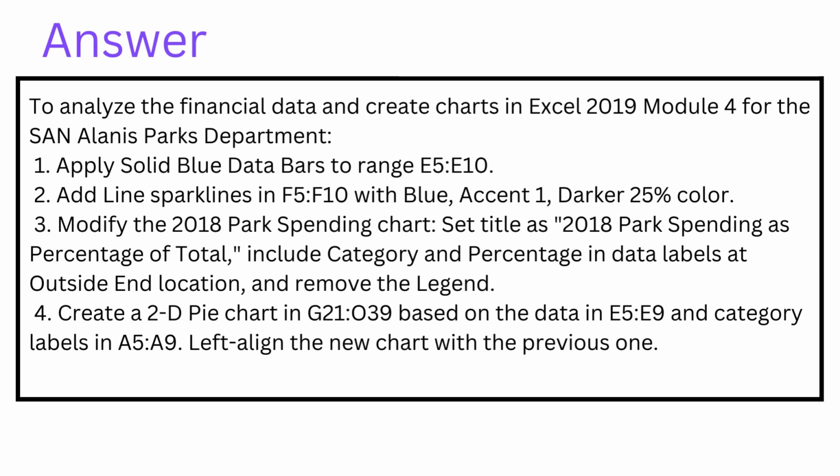Number 3, modify the 2018 park spending chart. Set the title as 2018 park spending as percentage of total. Include category and percentage in data labels at the outside end location and remove the legend. Number 4, create a 2D pie chart in G21:O39 based on the data in E5:E9 and category labels in A5:A9. Left align the new chart with the previous one.